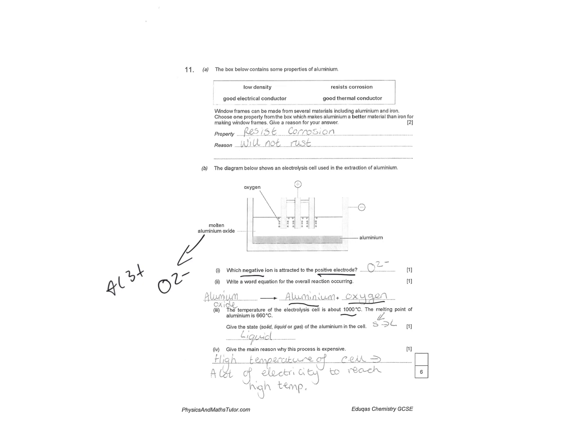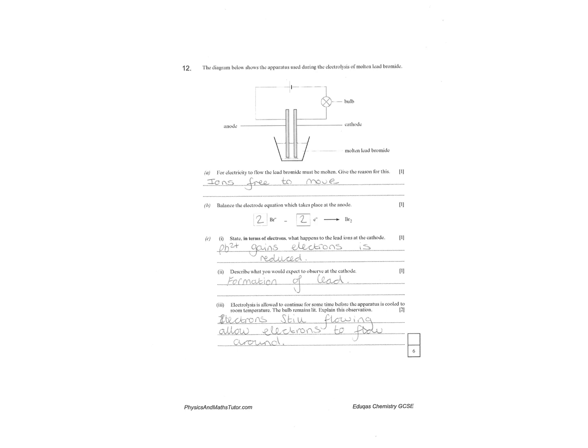Give the main reason why this process is expensive. The ridiculously high temperatures. That is a really extreme high temperature to make, so a lot of electricity is used. Final question, why must they be molten? Ions must be free to move. If they're solid, they're fixed, they can't move.